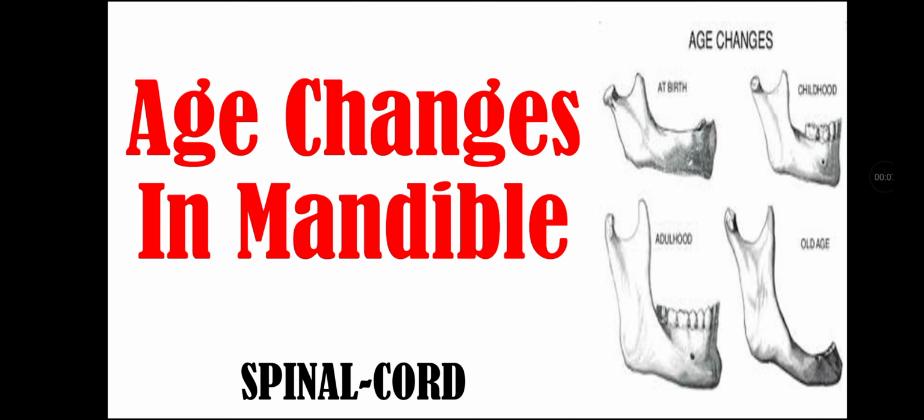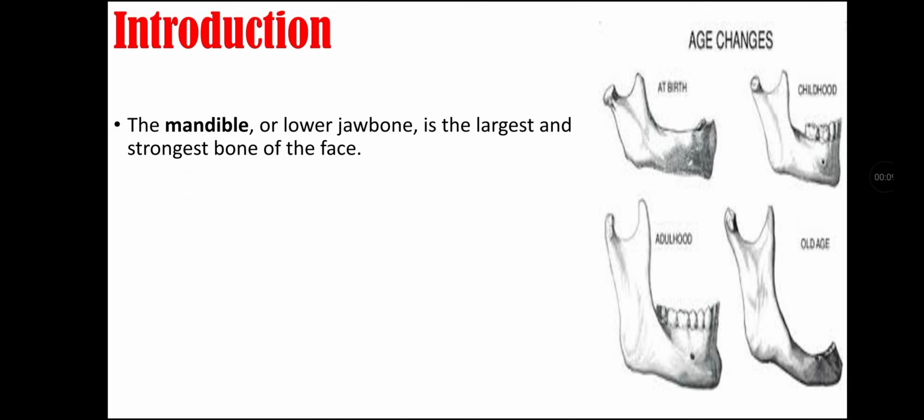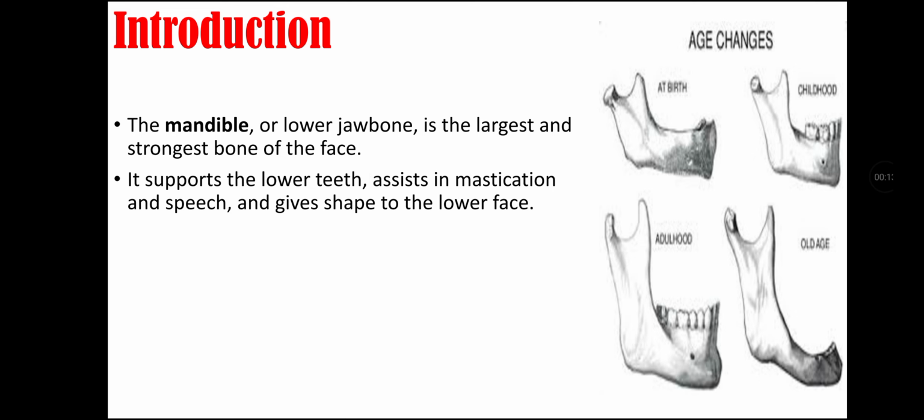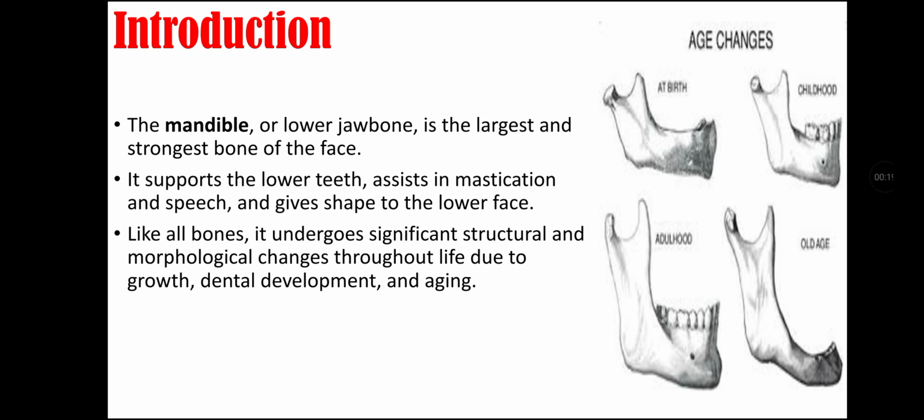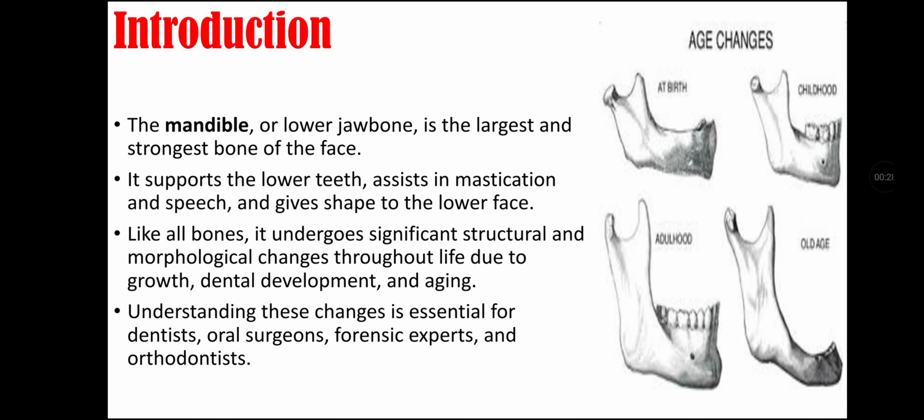So let's start our topic with introduction. Mandible or lower jawbone is the largest and strongest bone of the face. It supports the lower teeth, it assists in mastication and speech, and gives shape to lower face. Like all bone, it undergoes significant structural and morphological changes throughout life due to growth, dental development, and aging. Understanding these changes is essential for dentists, oral surgeons, forensic experts, and orthodontists.